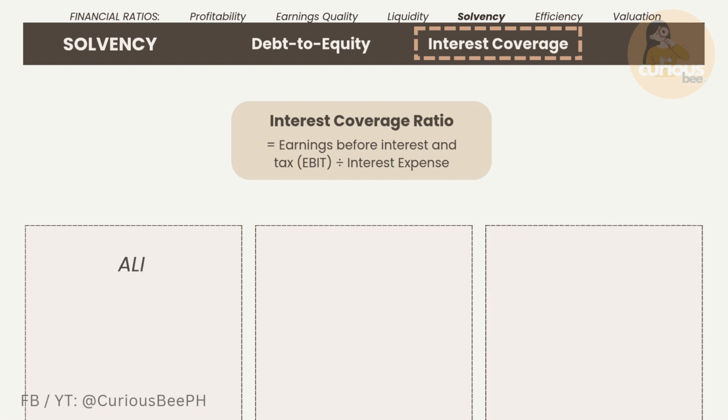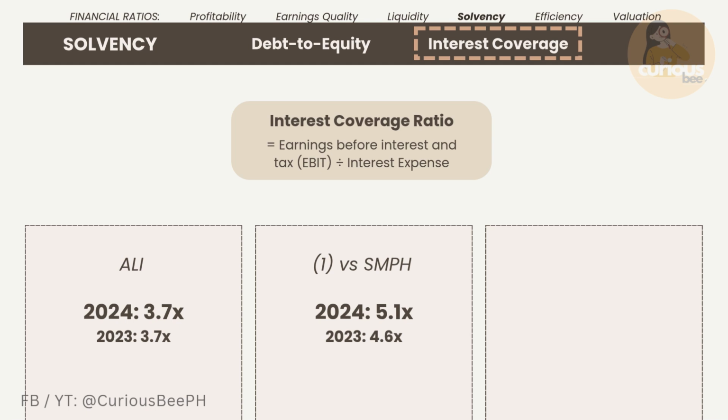If we compare it to others, the first competitor has a higher interest coverage at 5.1 times, but its second competitor has an even higher interest coverage at 8.5 times. As far as this ratio is concerned, the higher the ratio, the better.